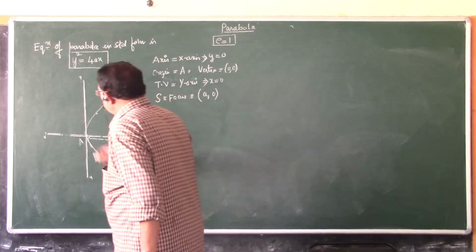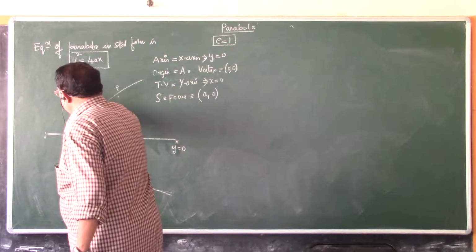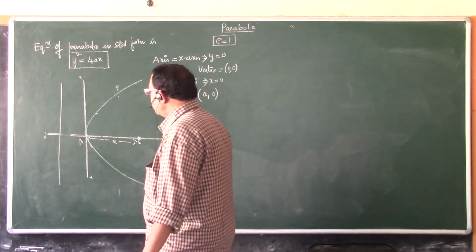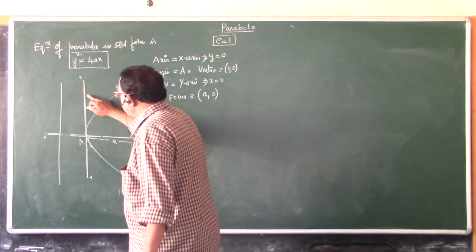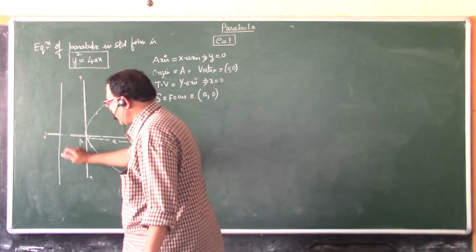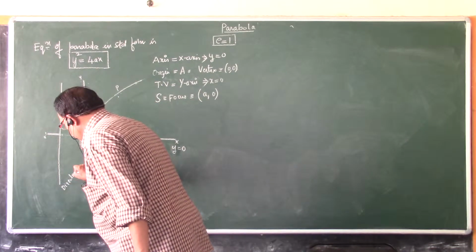Now we always have to talk about a fixed line, because for a conic, you should have SP and PM. This is the fixed line, and this fixed line is called the directrix.